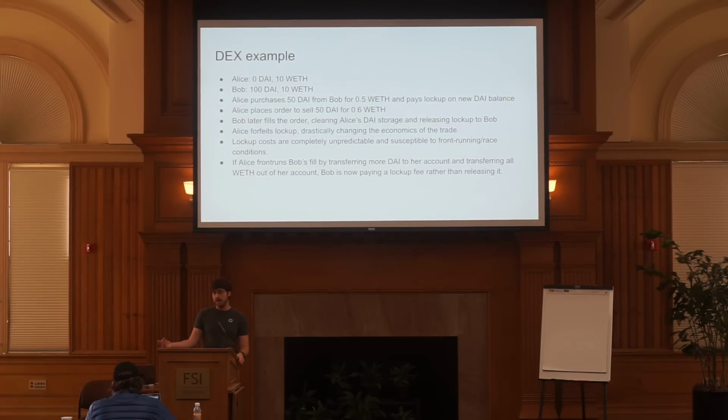So let's say Bob attempts to fill Alice's order, and Alice decides to front-run that by transferring more DAI into her account and transferring all of the wrapped ether out of her account. Now Bob actually ends up paying a lockup fee rather than releasing the fee.